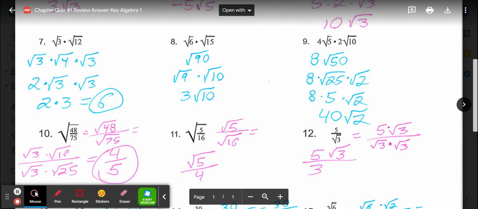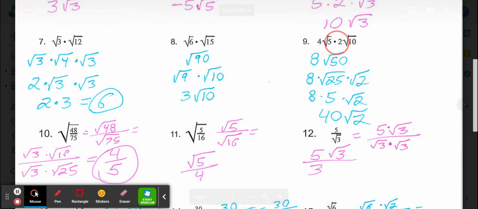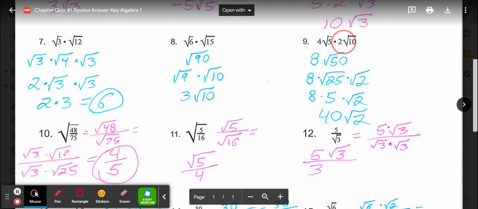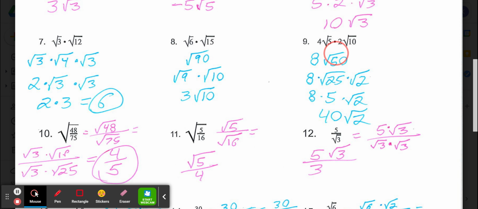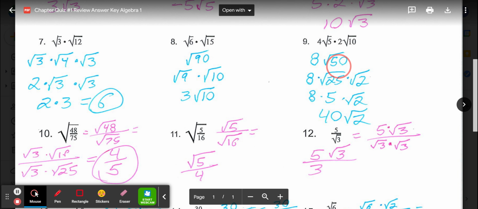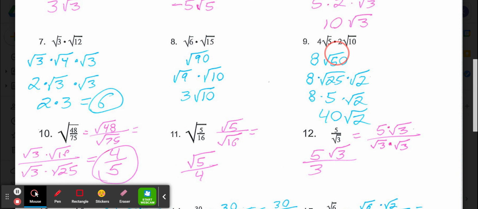And then in 9, we have 4 square roots of 5 multiplied by 2 square roots of 10. So I'm going to multiply the numbers out in front. 4 times 2 is 8. And then multiply the radicals. So square root of 5 times square root of 10 is square root of 50. Square root of 50 simplifies to square root of 25 times square root of 2. And the square root of 25 is 5. So we have 8 times 5 times the square root of 2, which gives us 40 square root of 2.